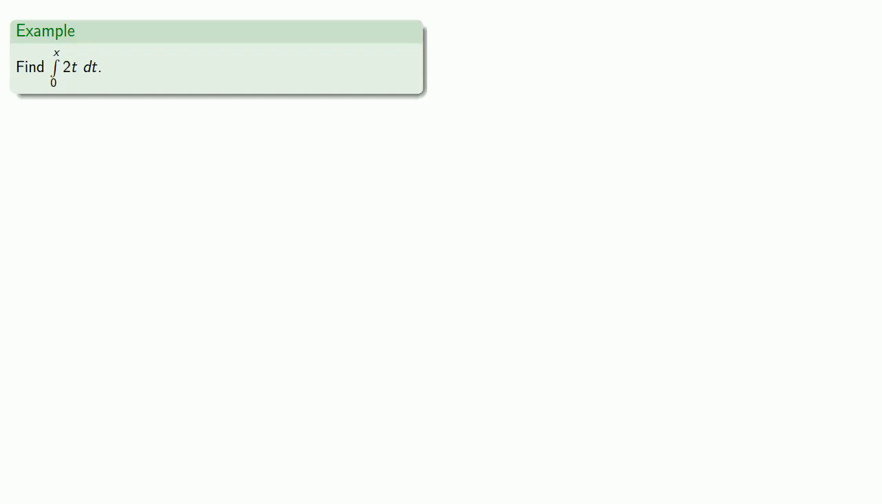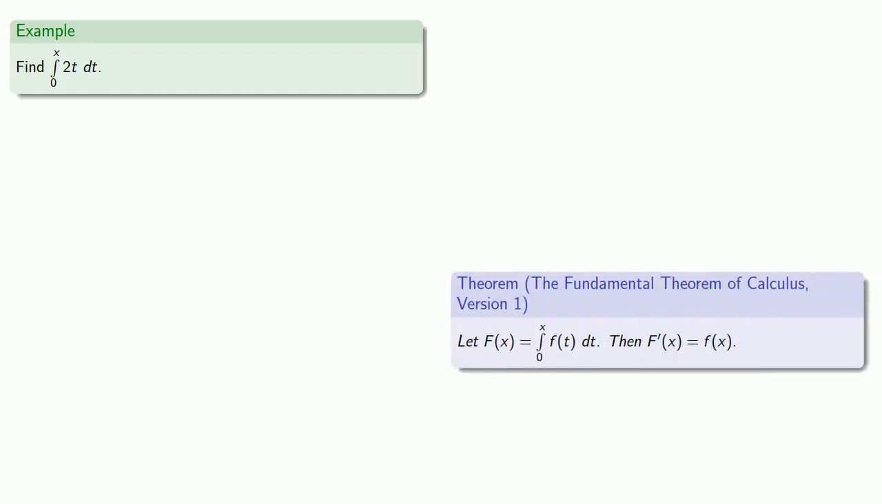And so now we're ready to find some definite integrals. Let's find the definite integral from 0 to x of 2t dt. Our fundamental theorem says that if capital F of x is this integral, then the derivative is going to be the integrand, where we use x instead of t. And so our derivative is going to be 2x, which means that capital F of x is going to be x squared plus c.